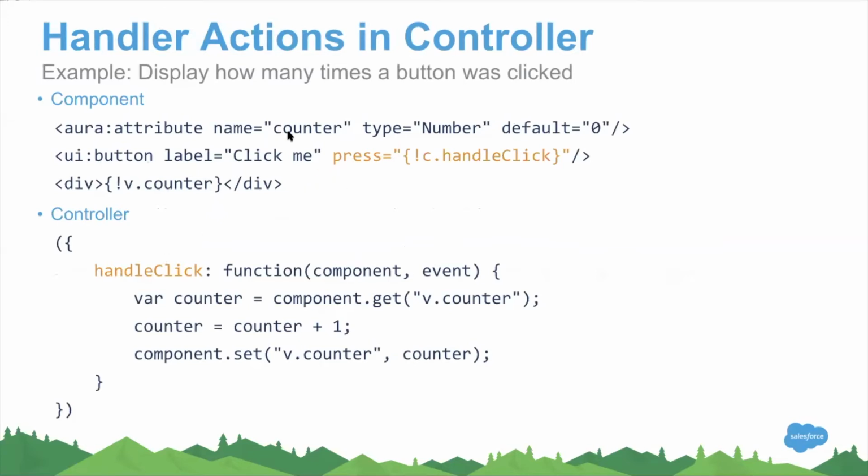Say, for example, I have an attribute called counter, its type is number, and the default value is 0. If I click on a button called click me, it would invoke a method called handle click. Over here, I'm trying to get the value of the counter, which by default is 0. I'm incrementing 0 plus 1 and setting the counter back again. Due to the data binding property, whatever value you set in a controller gets reflected back on your UI.